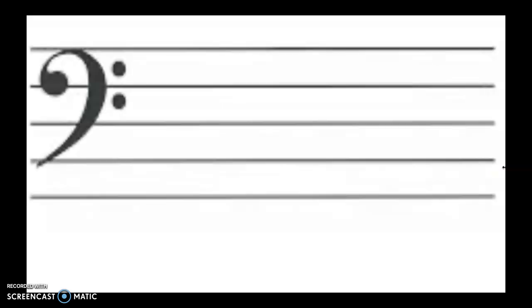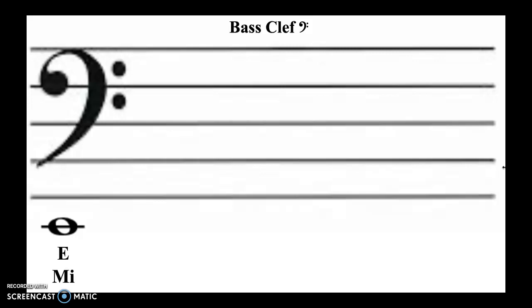Today we're going to be looking at the bass clef. There's the bass clef and its symbol, and it has 5 lines and 4 spaces. We're going to start off with this note that kind of looks like C on the treble clef, but they're not the same because we're looking at a different clef.